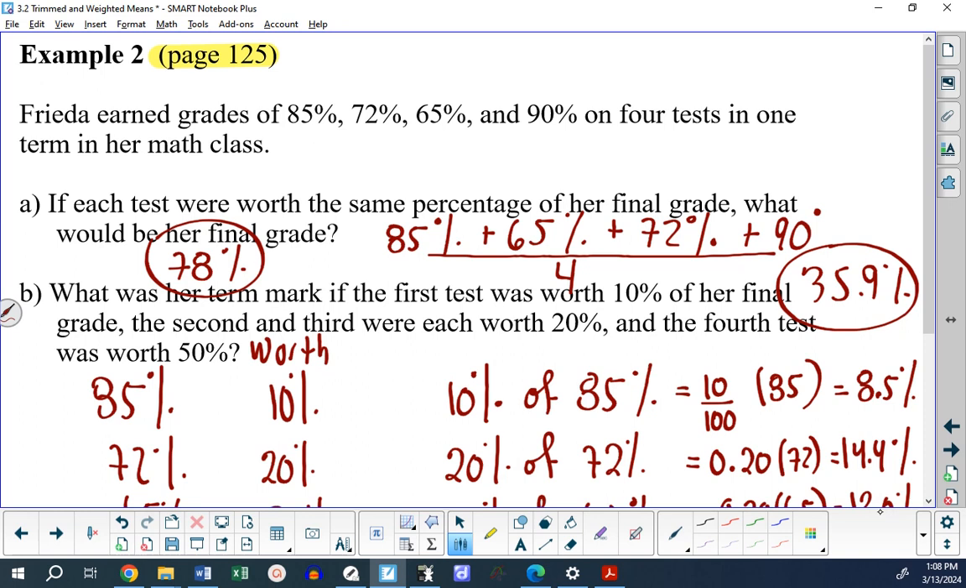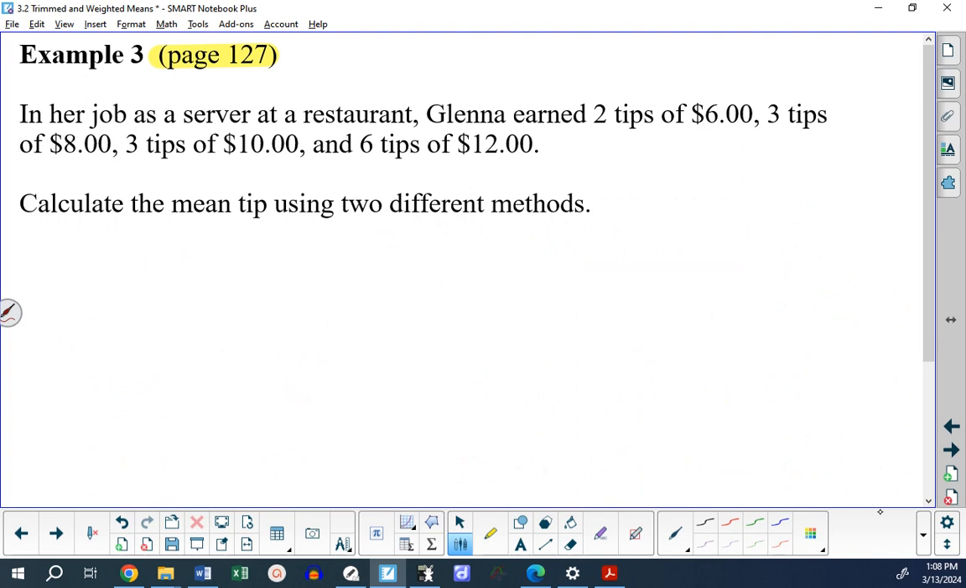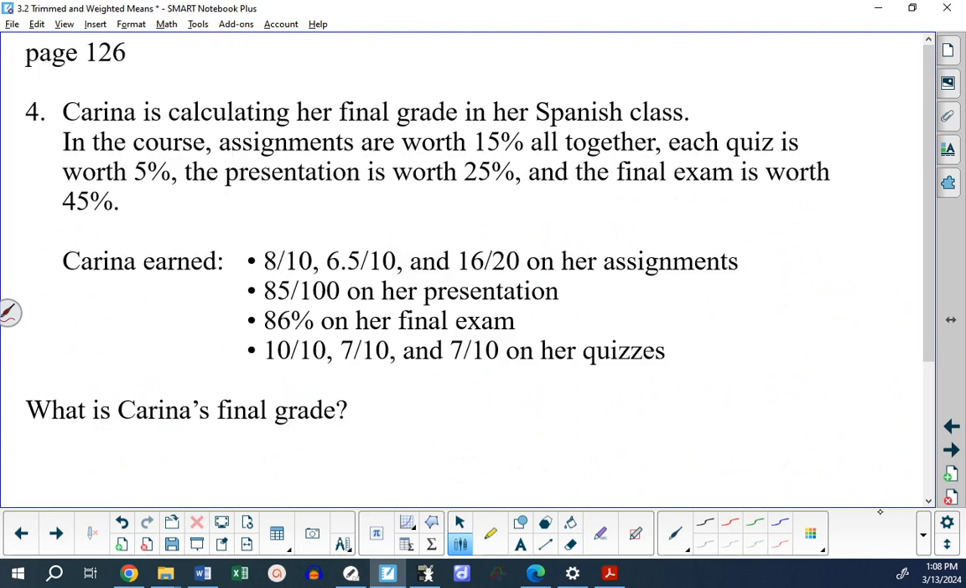What I would like you to do now is take a look at page 126. Because in about 15 minutes, you're going to be assigned your daily work, and one of the questions will be this one. Let's read it together, and I want to help you out. We're not going to do it together. You're going to have to do it on your own, but there's something about this question that's a little bit different. So Karina is calculating her final grade in Spanish class. Assignments are worth 15% altogether.